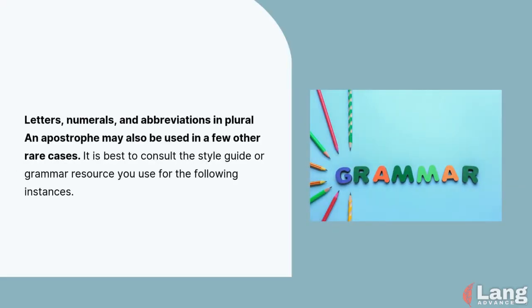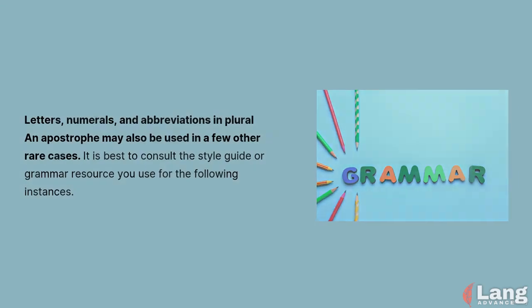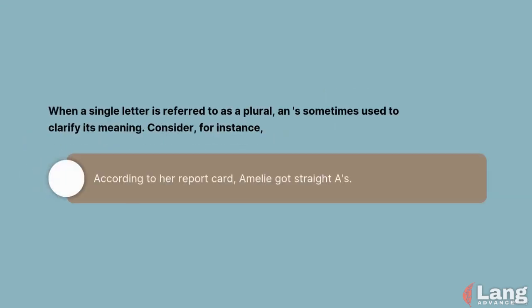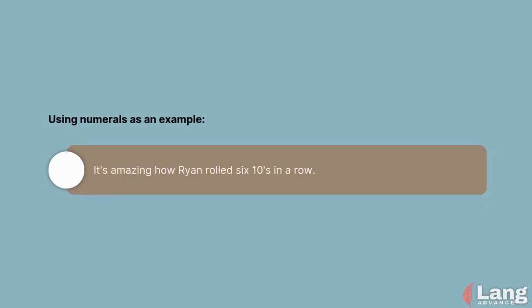Letters, numerals, and abbreviations in plural. An apostrophe may also be used in a few other rare cases. It is best to consult the style guide or grammar resources used for the following instances. When a single letter is referred to as a plural, an apostrophe is sometimes used to clarify its meaning. Consider, for instance, according to her report card, Emily got straight A's. Using numerals as an example, it's amazing how Ryan rolled 6 tens in a row.